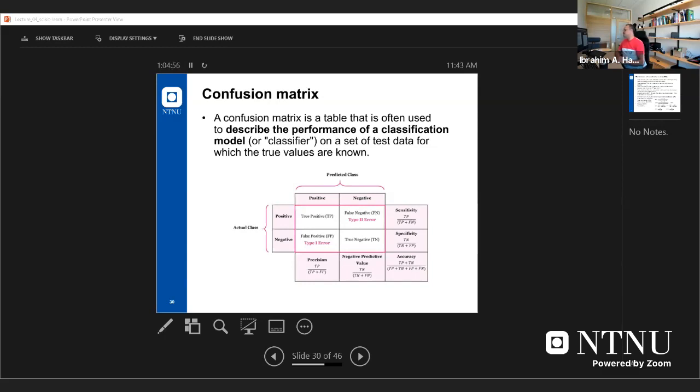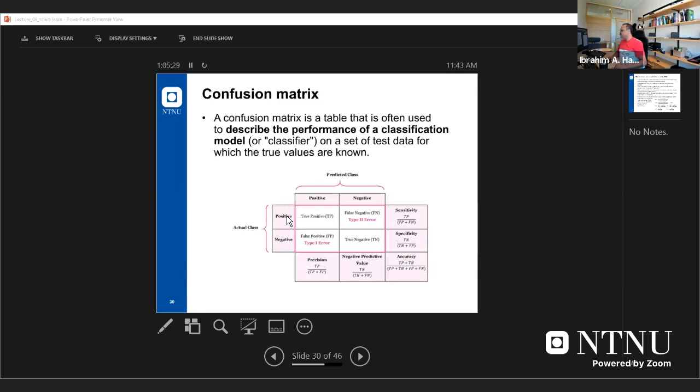So the confusion matrix is a table which is used to describe the performance of a classifier on a set of test data for which the true values are known. We have a test data set which the model has never seen before, and we use the confusion matrix to describe the performance of the model. In this confusion matrix, we have the actual class and the predicted class. Imagine it's a binary classification problem.